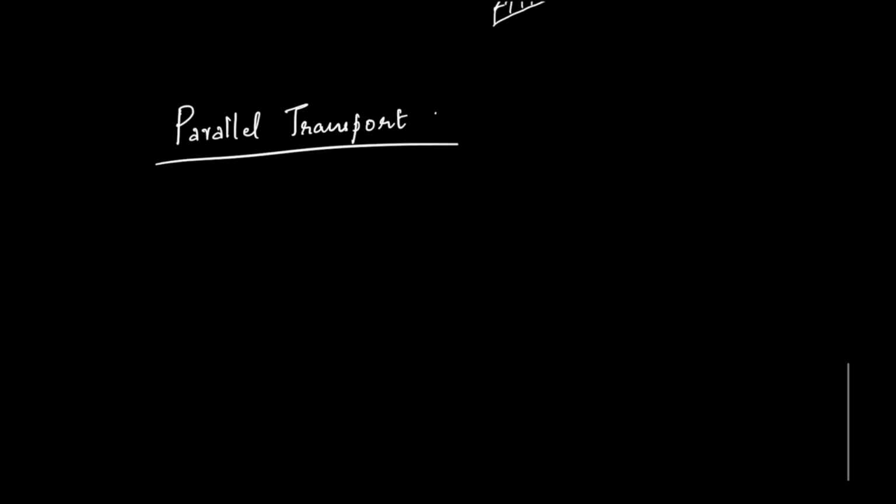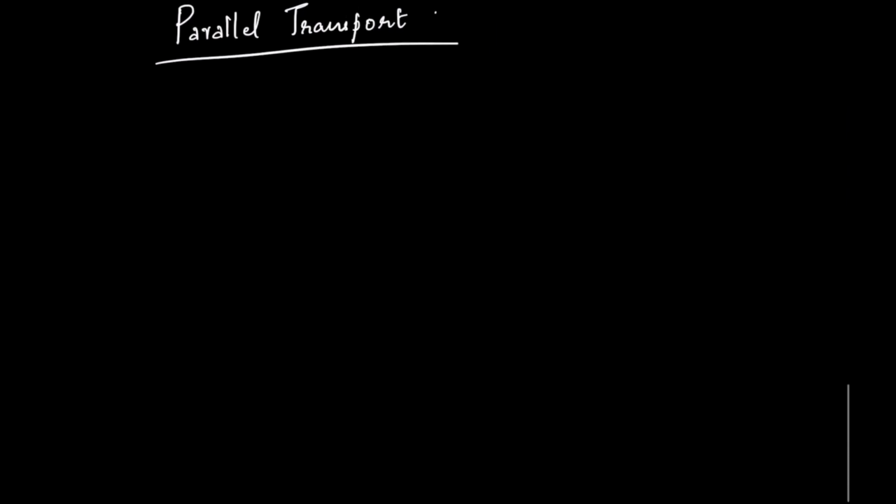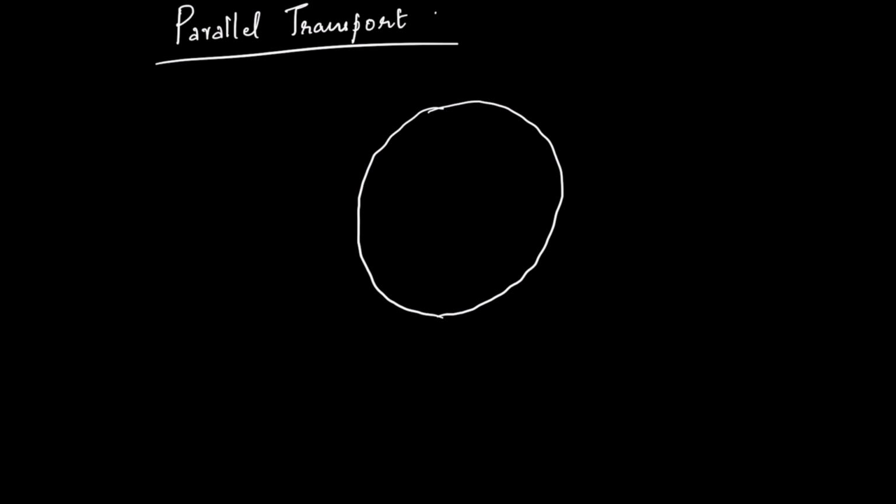Let us consider the surface of a sphere and take a vector at the north pole. So let this be the surface of a sphere. Now we take a vector at the north pole. So this is the north pole, and we take a vector here. We know that the sphere is a curved surface, so on the curved surface, a vector will also be curved. So you will have something like this.